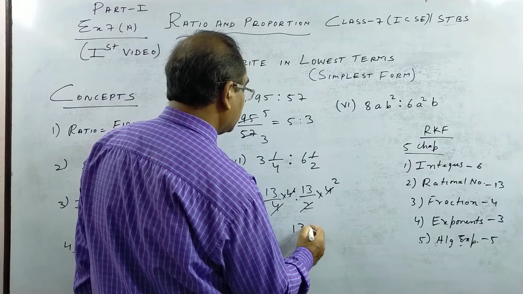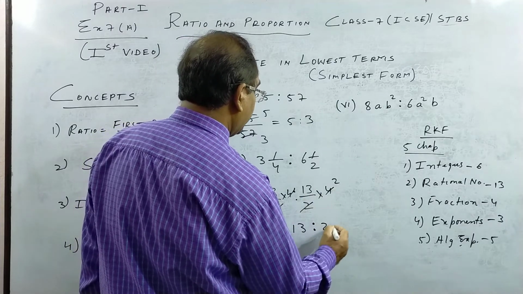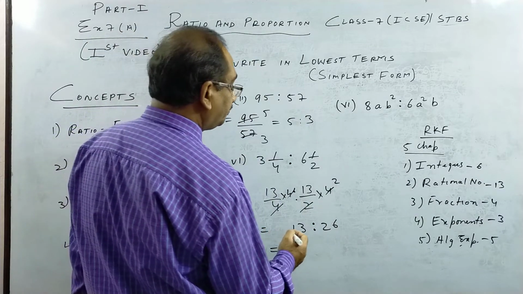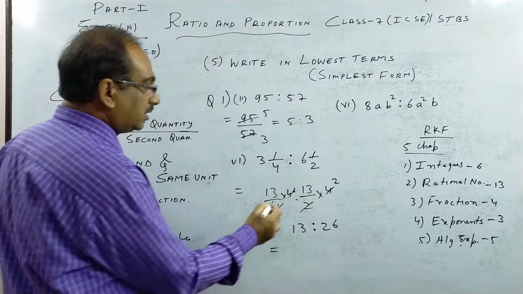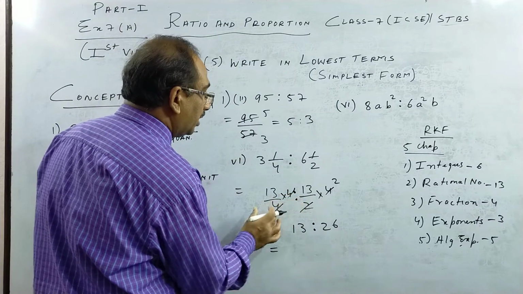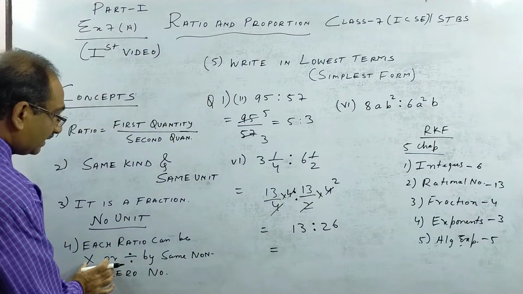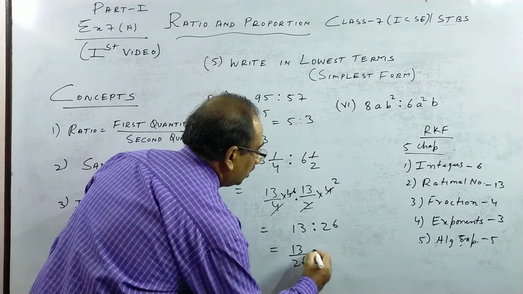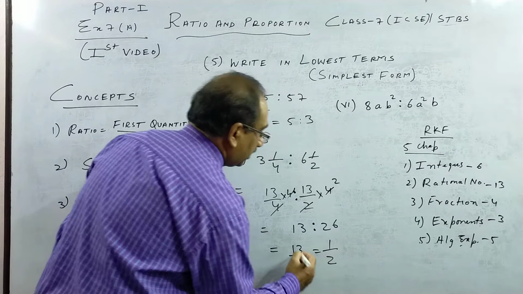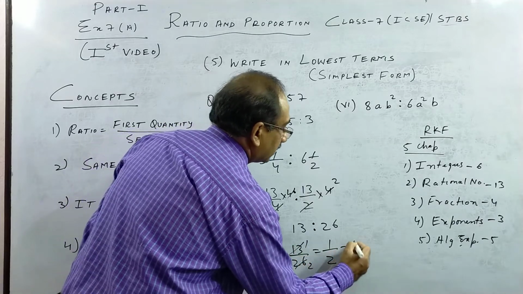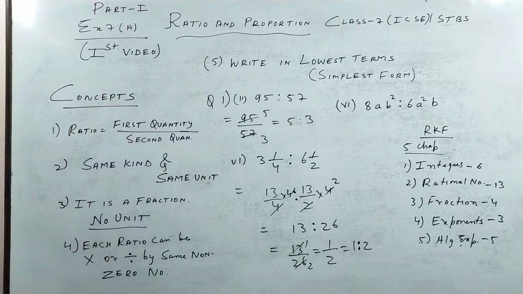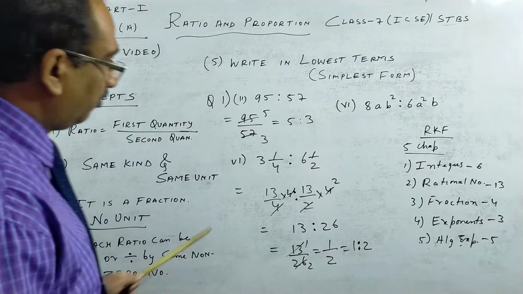13 is to 26. Okay. So what you do next, I have not yet changed into division, I have just multiplied the ratio by the same non-zero number. Now you write in division form. 13 1s are 13, 13 2s are 26. So the answer is 1:2. So question number 6 is 1:2.